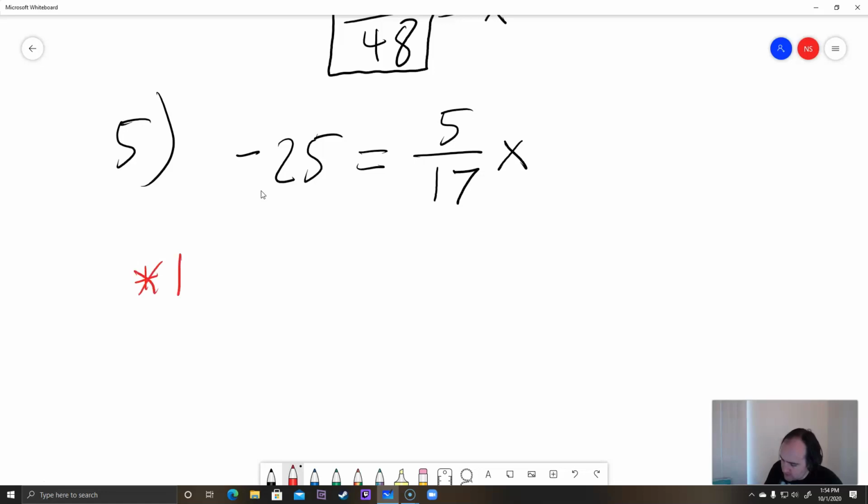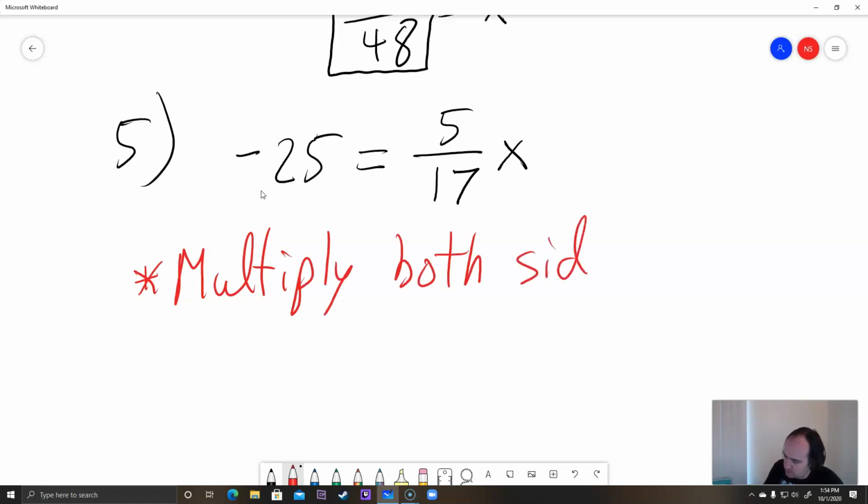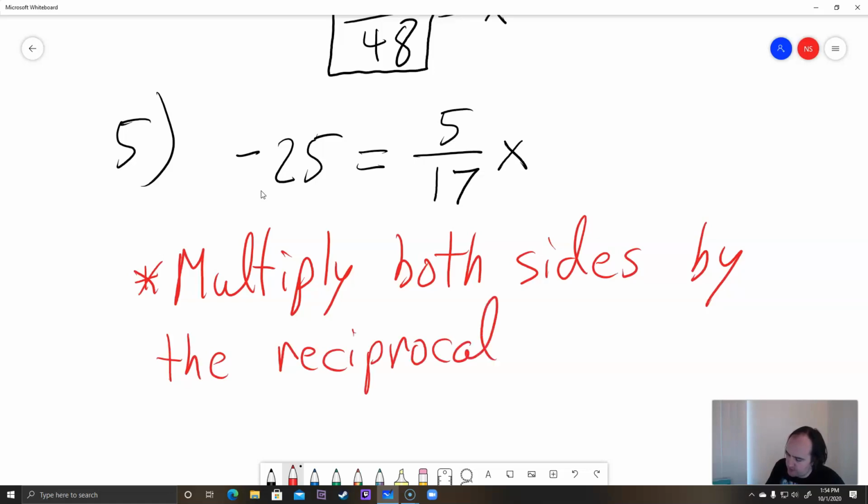Multiply both sides by the reciprocal. And the reciprocal just means you flip over the fraction. So here, the reciprocal of 5 over 17 is going to be 17 over 5. So we're actually going to multiply both sides of the equation by 17 over 5.